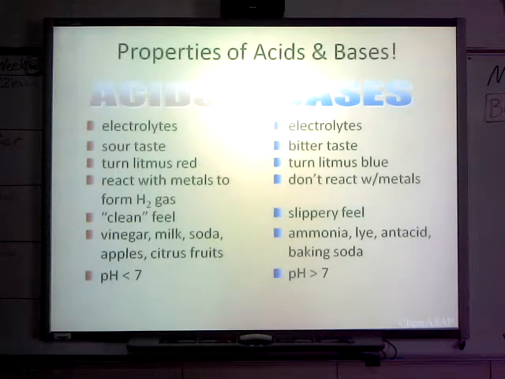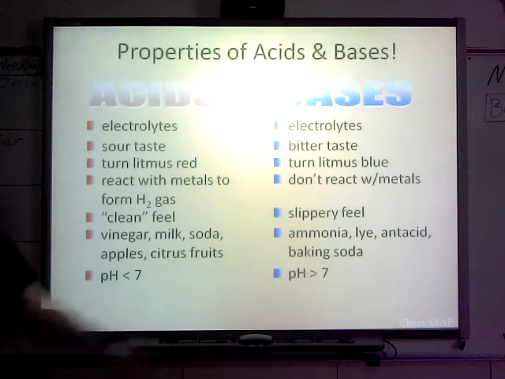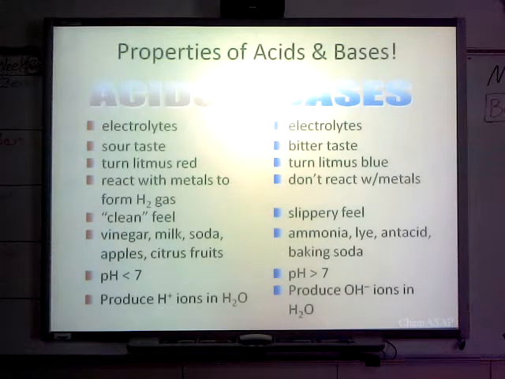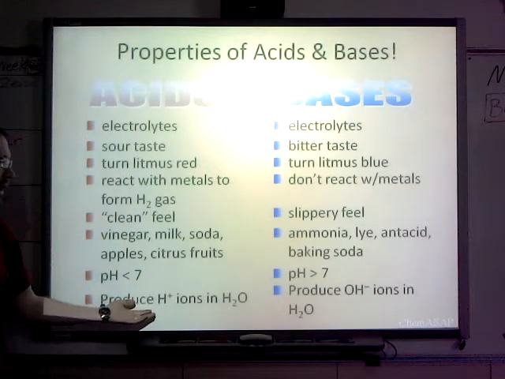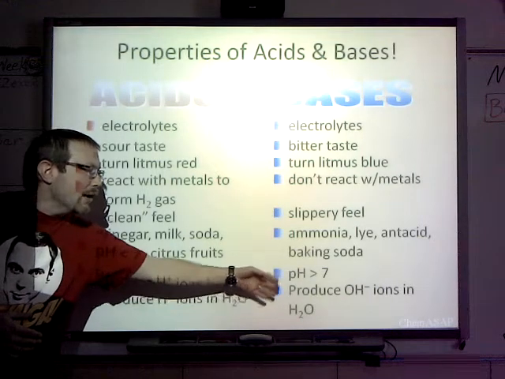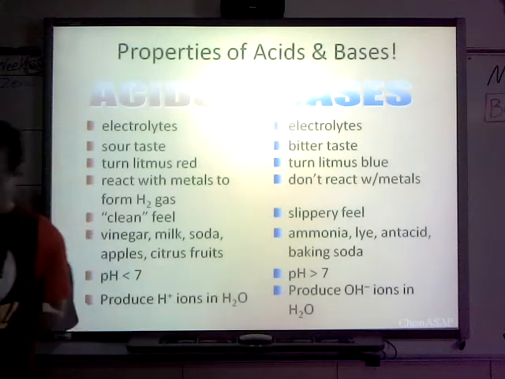On the pH scale, which we'll talk about more in a minute and then more in a later video, acids have a pH less than 7, bases have a pH greater than 7. And then acids, one way that they're defined is that acids are substances that produce hydrogen ions in water, whereas bases produce hydroxide ions, OH ions in water.